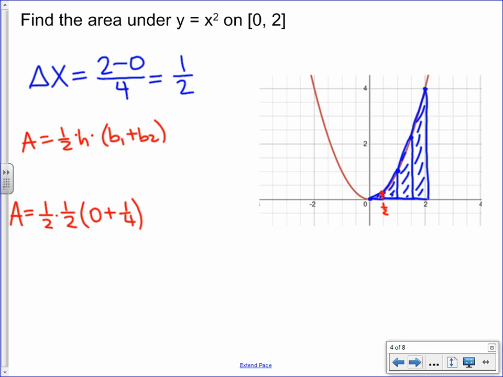So the heights are our function values. At 0, we're at 0. At 1/2, we're at 1/4. Plus 1/2 times the height times the sum of our bases. So this second base is 1/4 plus, what is this base here when x is 1?